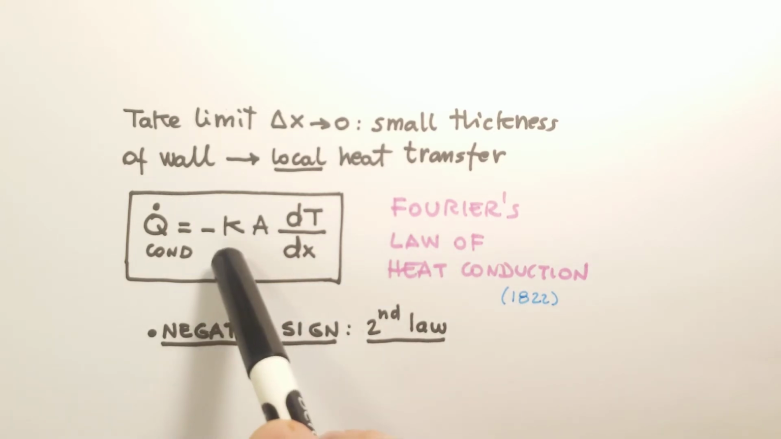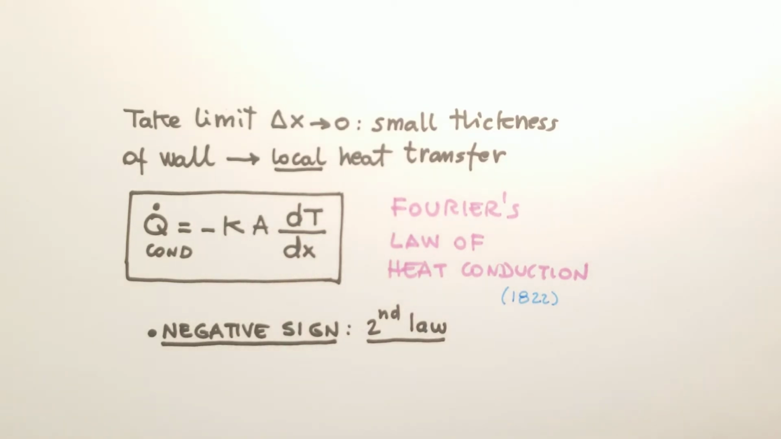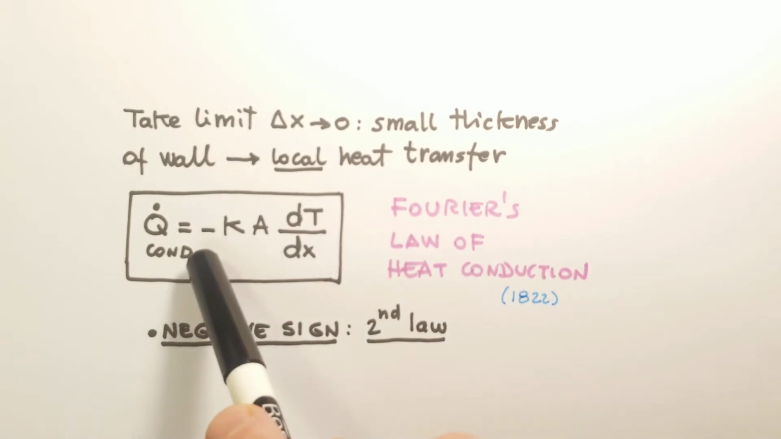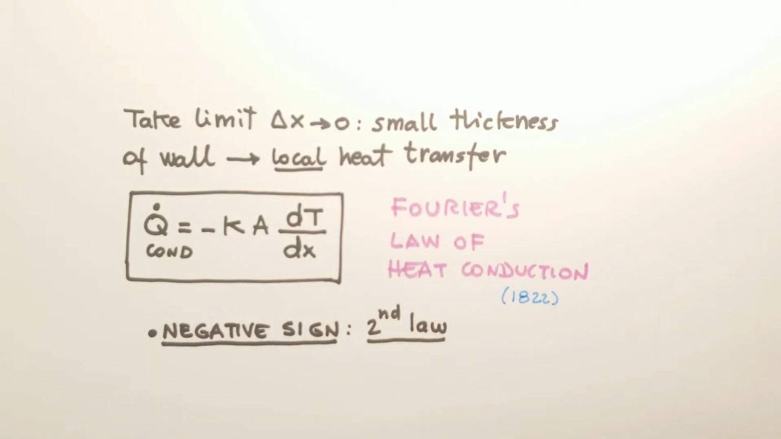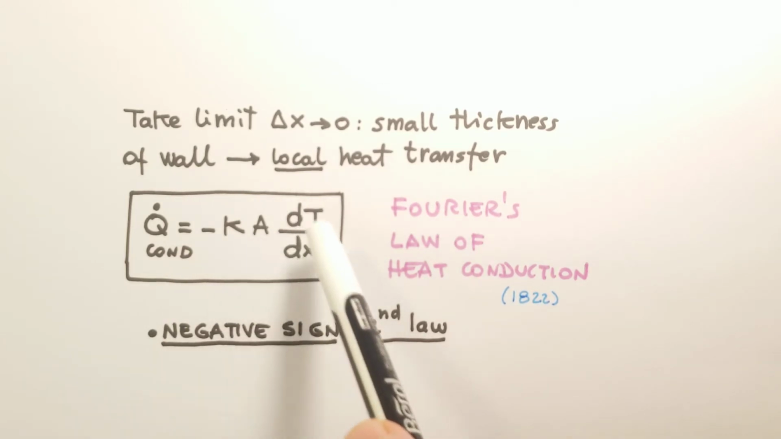So remember, k is the thermal conductivity. Fourier's law was written by Fourier in 1822. What's important to note here is that we have a minus sign. This negative sign is due to the second law of thermodynamics, which means that Q flows in the direction where the temperature decreases.